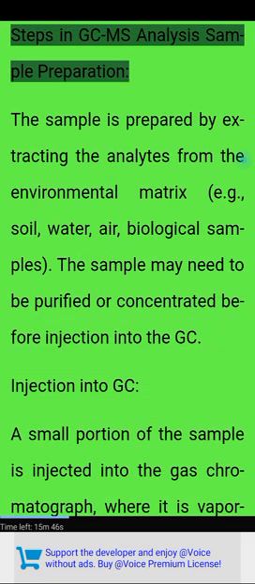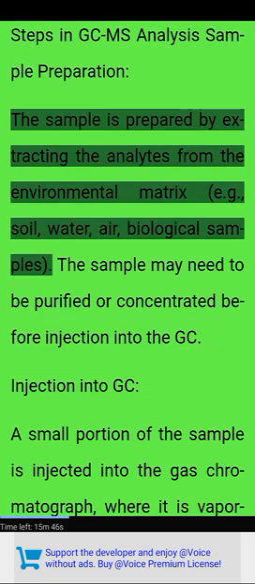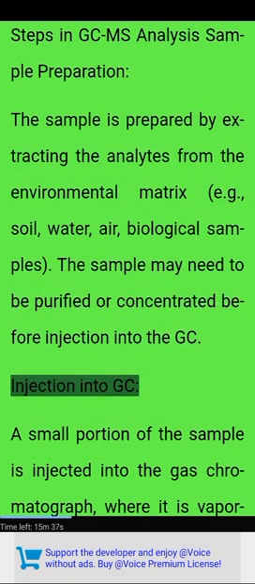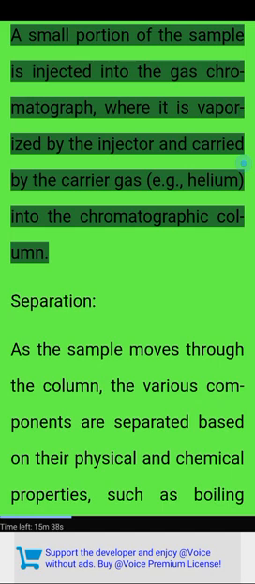Steps in GCMS analysis. Sample preparation. The sample is prepared by extracting the analytes from the environmental matrix, e.g., soil, water, air, biological samples. The sample may need to be purified or concentrated before injection into the GC. Injection into GC. A small portion of the sample is injected into the gas chromatograph, where it is vaporized by the injector and carried by the carrier gas, e.g., helium, into the chromatographic column.